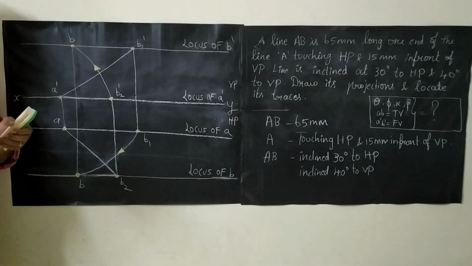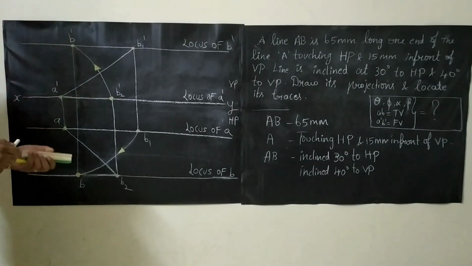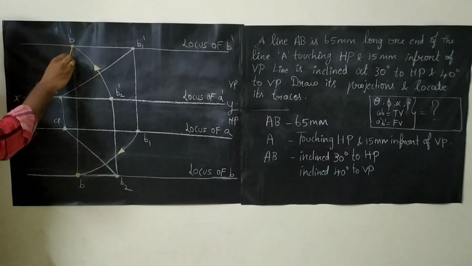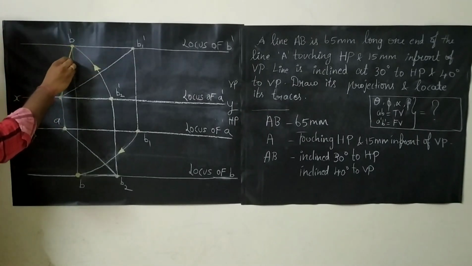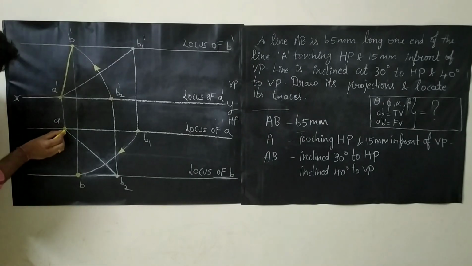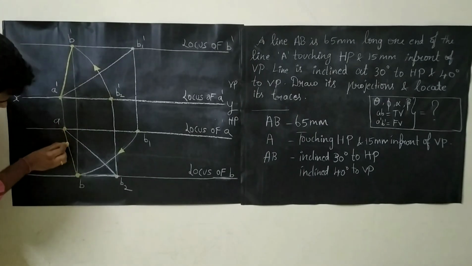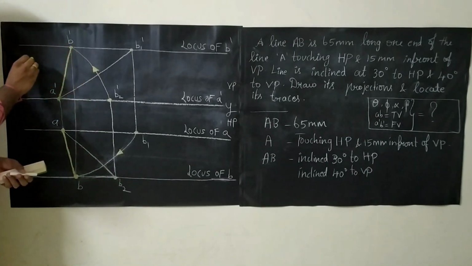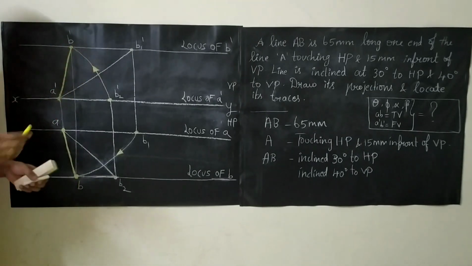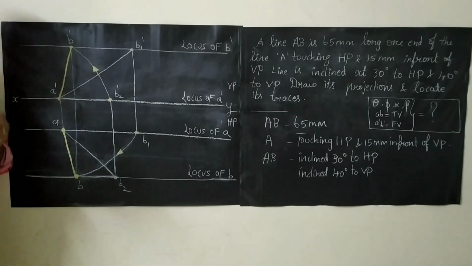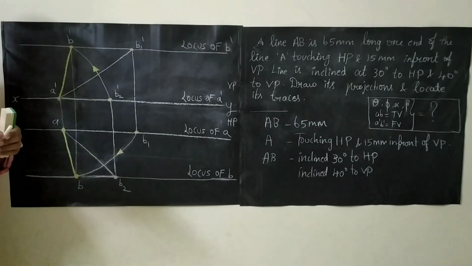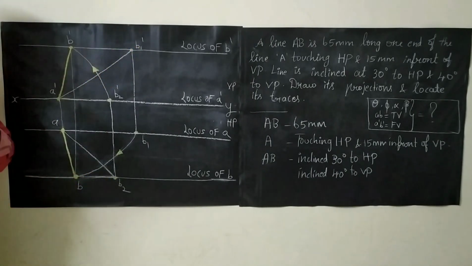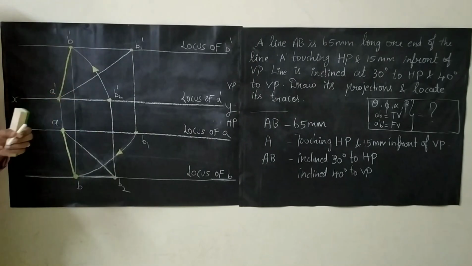The main thing is we will be darkening only the front view and top view. That is very important. The next step is just to join A dash and B dash, and A B. A dash B dash will be your front view and A B will be your top view. Only these two lines should be very, very dark. It should be drawn with your HB pencil. A dash B1 dash and A B2 is your true length, which is nothing but 65 mm.